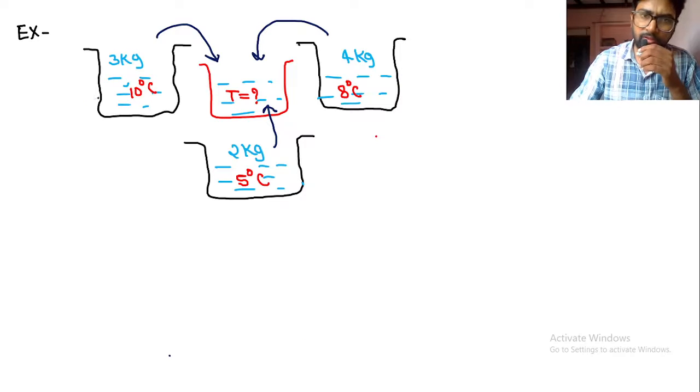So this is another numerical. 3 kg of water at 10 degrees Celsius, 4 kg of water at 8 degrees Celsius, and 2 kg of water at 5 degrees Celsius. If we mix them, what will be the temperature of the mixture? So the solution is like this.